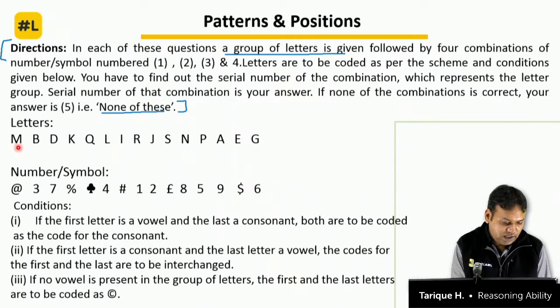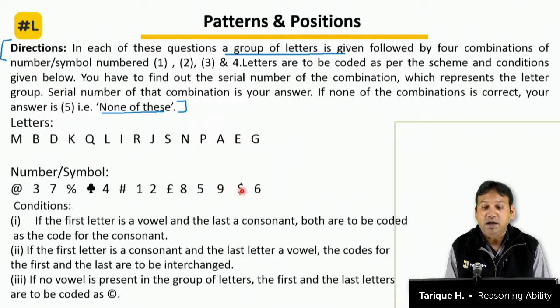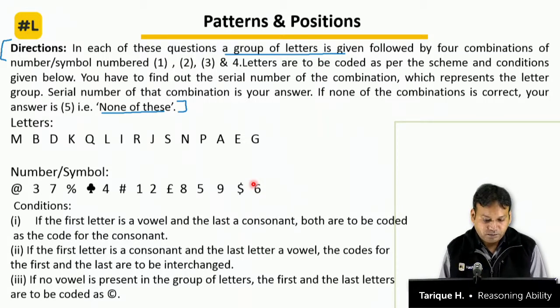So what we mean to say is that M is equal to at, a one-to-one correspondence. B is equal to 3, D is equal to 7, K is equal to %, Q is equal to this club symbol from cards. L is equal to 4, I is hash, R is 1, J is 2, S is the pound symbol, N is 8, P is 5, A is 9, E is dollar, and G is 6. So that's the scheme: a sequence of letters followed by numbers and symbols with one-to-one correspondence.